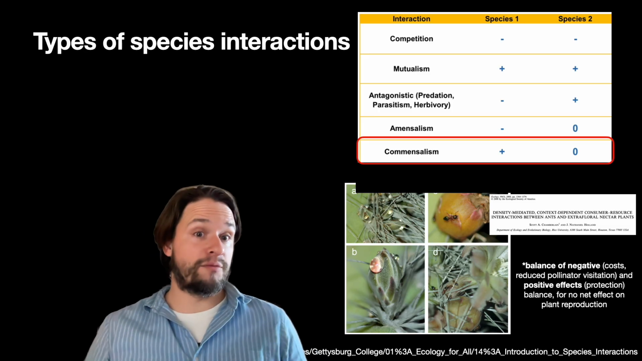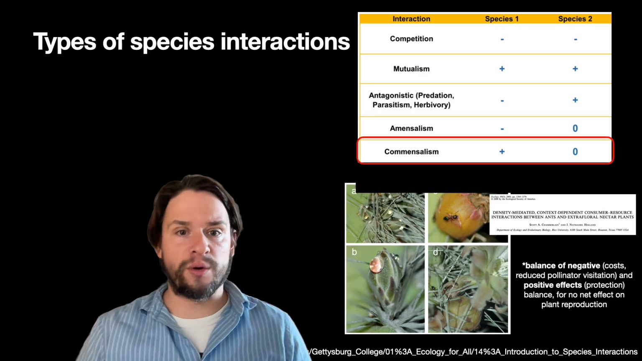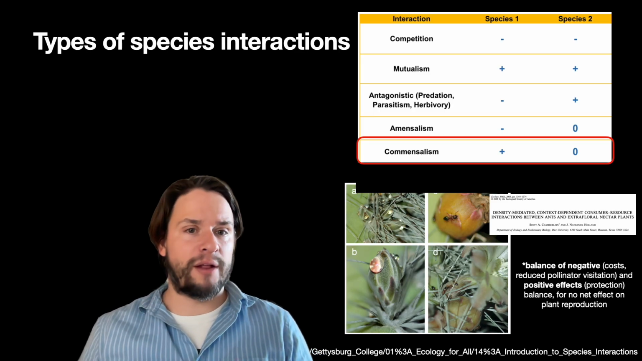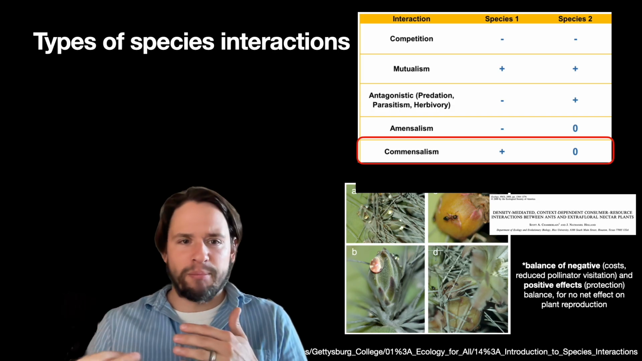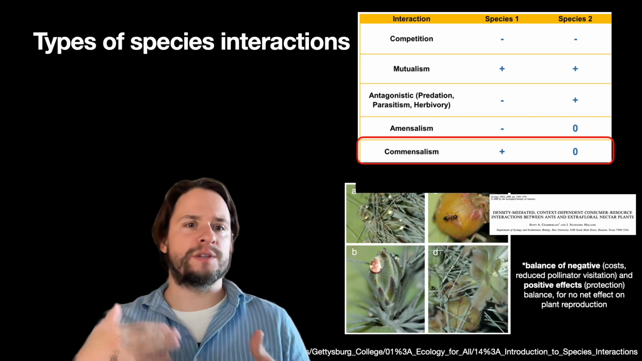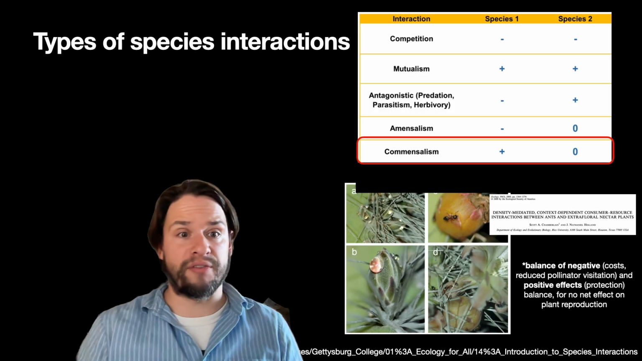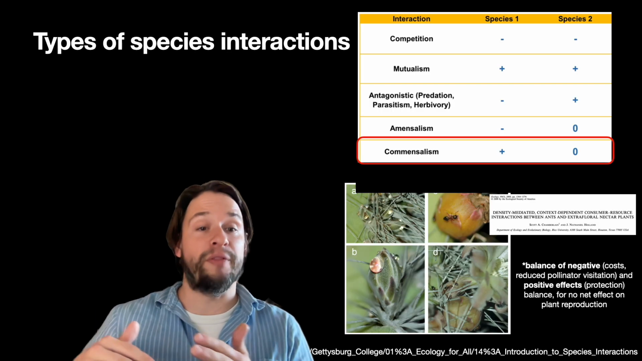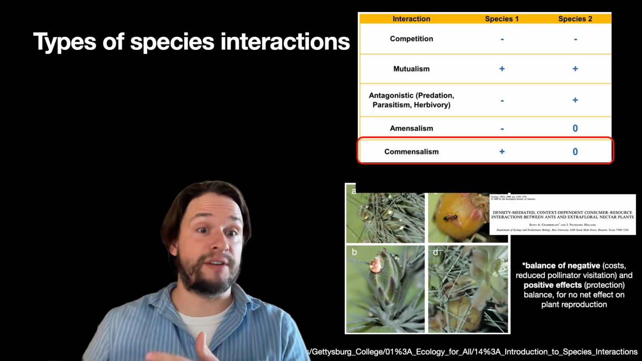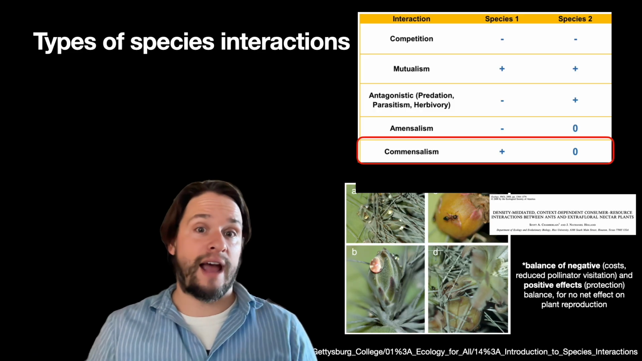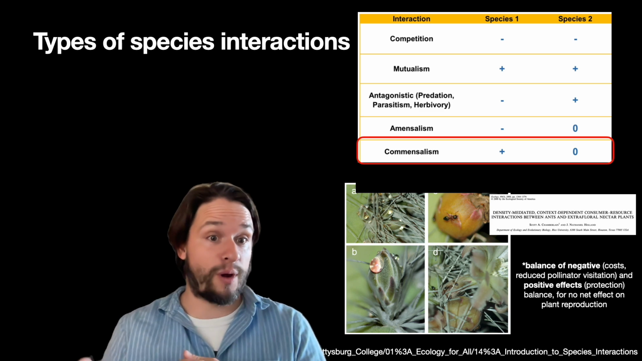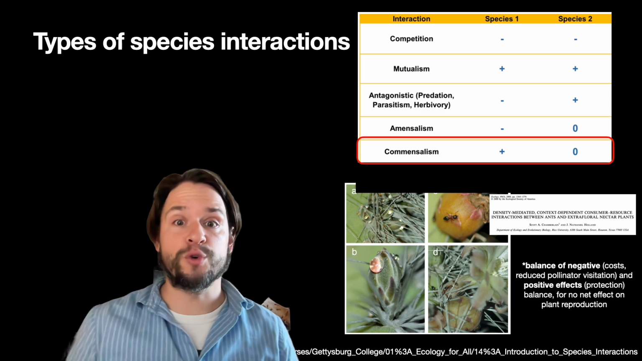So there's the cost of producing the sugars that go into the extrafloral nectaries, but also a reduction in pollinator visitation. So it turns out from the plant side, this is sort of a wash. There are some positive effects and there are some negative effects. So really not a net benefit to the plants, but the ants, on the other hand, are definitely getting a benefit. They are getting food and a house, and so this is an asymmetric relationship that is positive for one partner but neutral for the other.